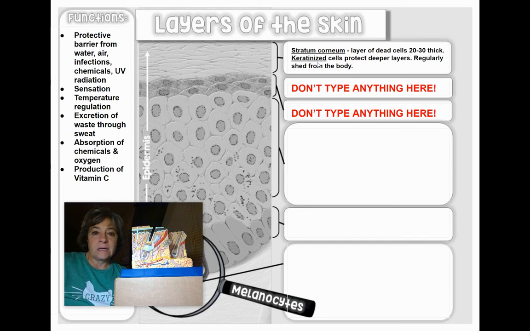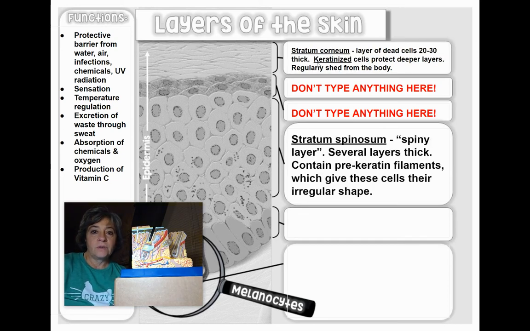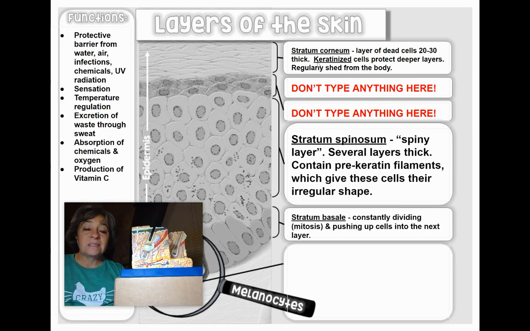We're going to skip the next layer. And so this really big portion, it's actually the blue portion here on this model, is called the stratum spinosum. It's called the spiny layer because it has these filaments that are not completely keratin yet, so they call them pre-keratin, and it gives them kind of a weird spiky looking shape under the microscope, so that's why they named them the spiny layer. And then the bottom layer, which in this model is the brown color, is called the stratum basale. It's the base layer, so it's the bottom layer. That's what basal always means.